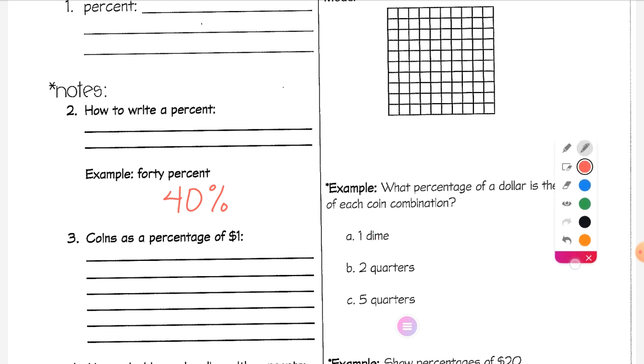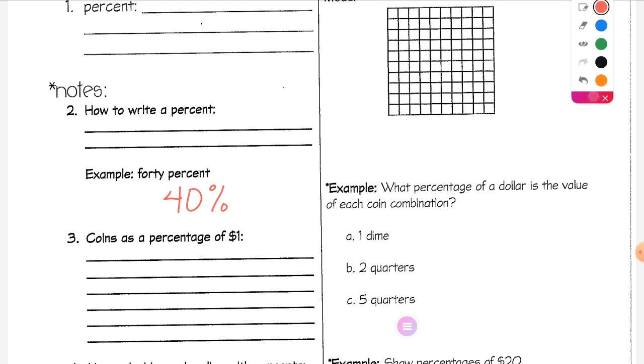Coins as a percentage of $1. We're actually just going to go to the example over on the side, right here. What percentage of a dollar is the value of each coin combination? If you have one dime, how much of a dollar is that, Finley? How much is a dime worth? 10 cents. And how much is a dollar?